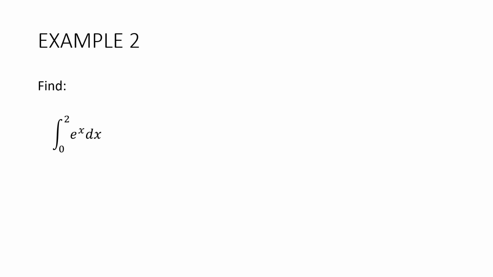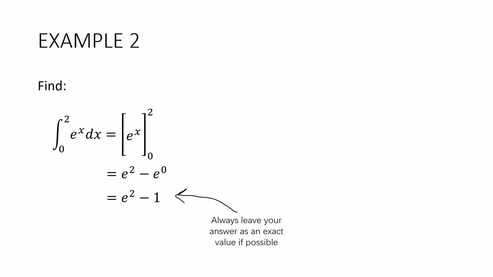So let's look at this example. We've got the integral between 0 and 2 of e to the x dx. When I integrate, I get e to the x, and the limits are 0 and 2. I substitute the 2 in, take away, substitute the 0 in, and we can't discount this. This is 1. So our answer is e squared take away 1. And just a reminder, always leave your answer as an exact value if you can.